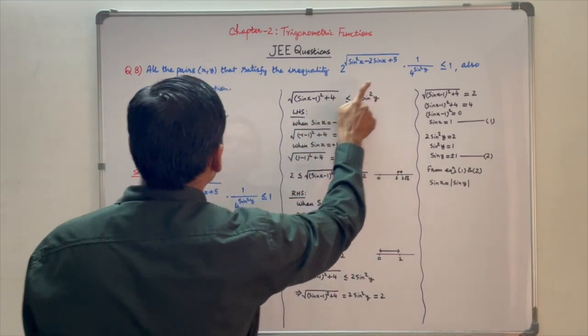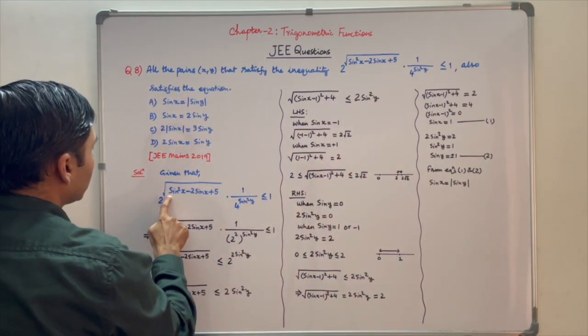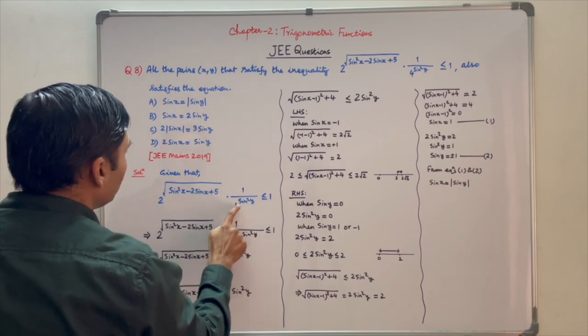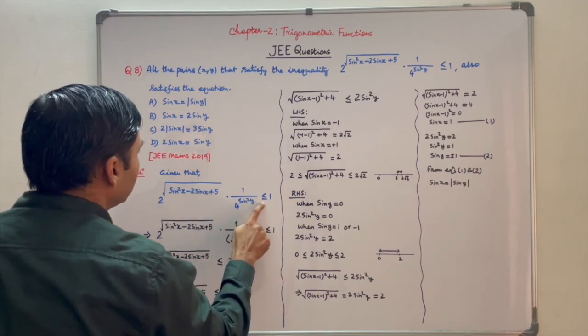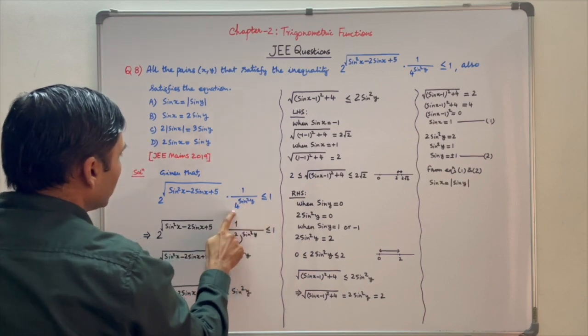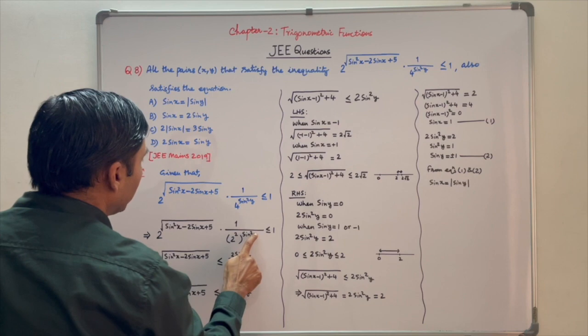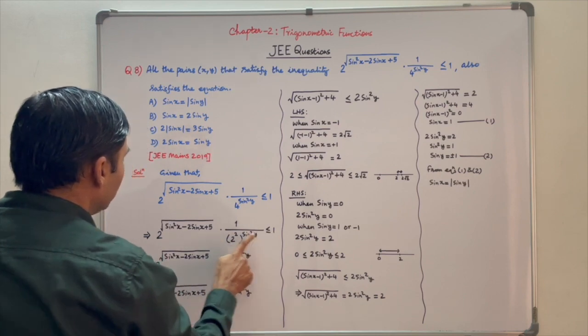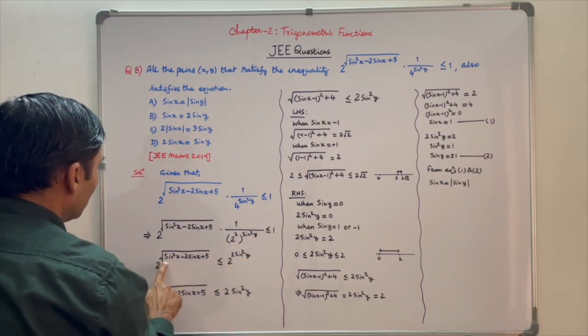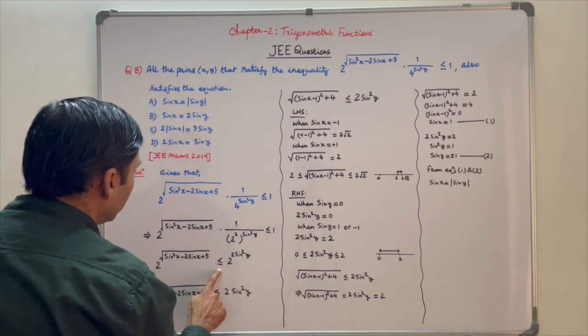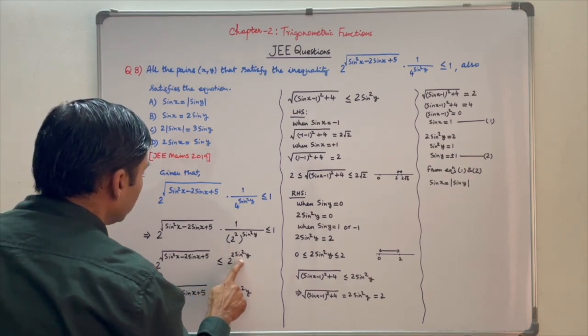The given inequality is 2 to the power under root sin square x minus 2 sin x plus 5, into 1 by 4 to the power sin square y, is less than or equal to 1. 4 can be written as 2 to the power 2. Now powers can be multiplied. When you cross multiply, you will get 2 to the power under root sin square x minus 2 sin x plus 5 is less than or equal to 2 to the power 2 sin square y.